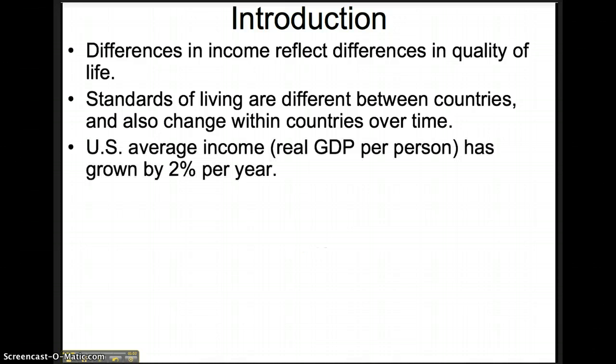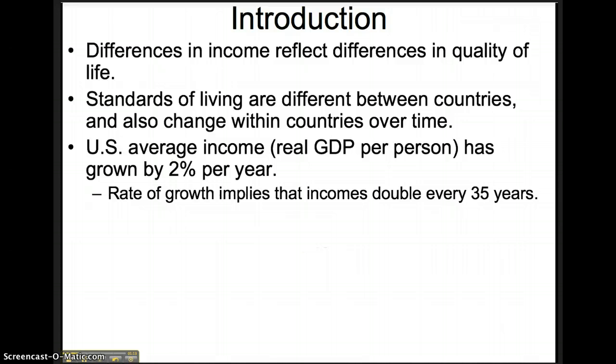U.S. average income, measured by real GDP per person, has grown by 2% per year. 2% per year may not sound like a lot, but that rate of growth implies that incomes double every 35 years. That's roughly every generation. If we continue on this growth path, you should be twice as wealthy as your parents when you get to your parents' age.